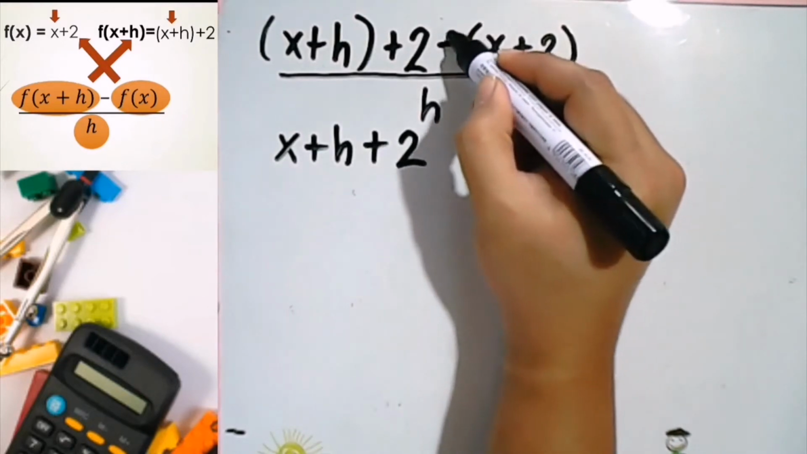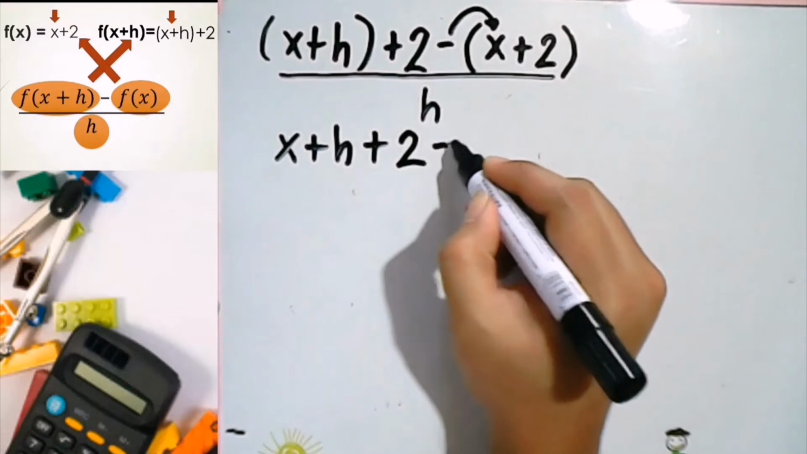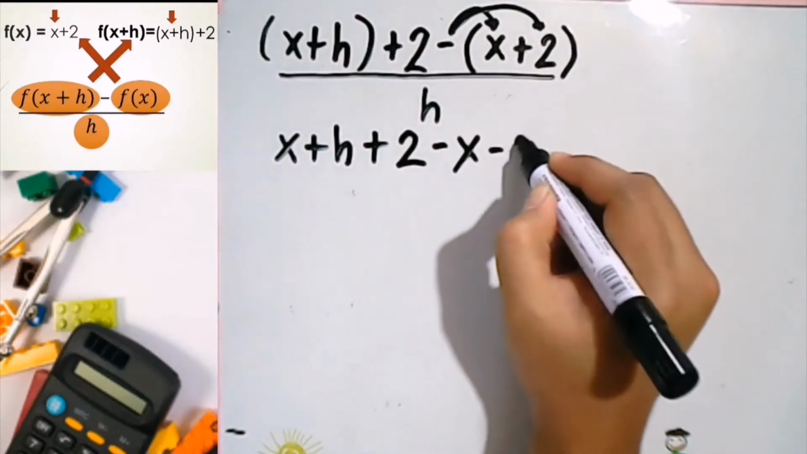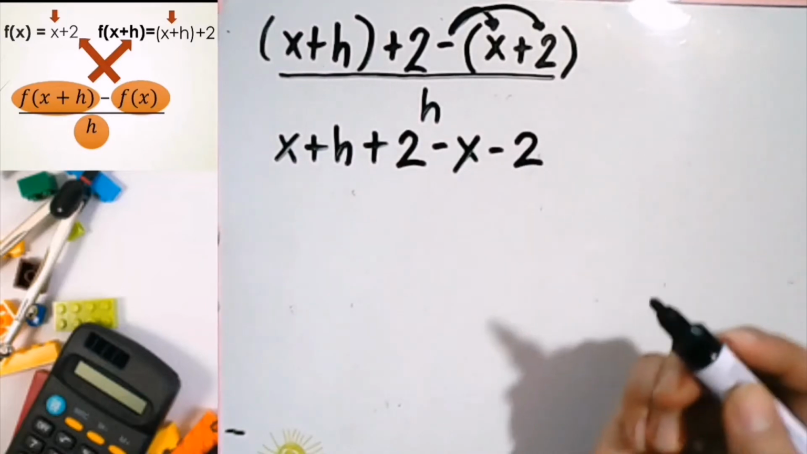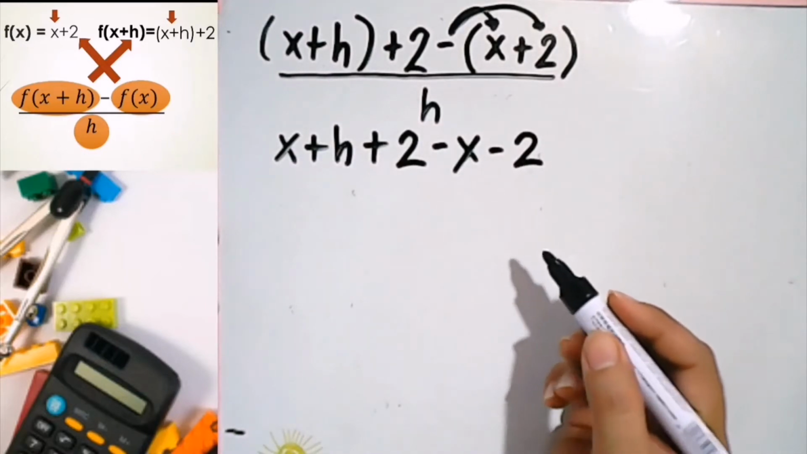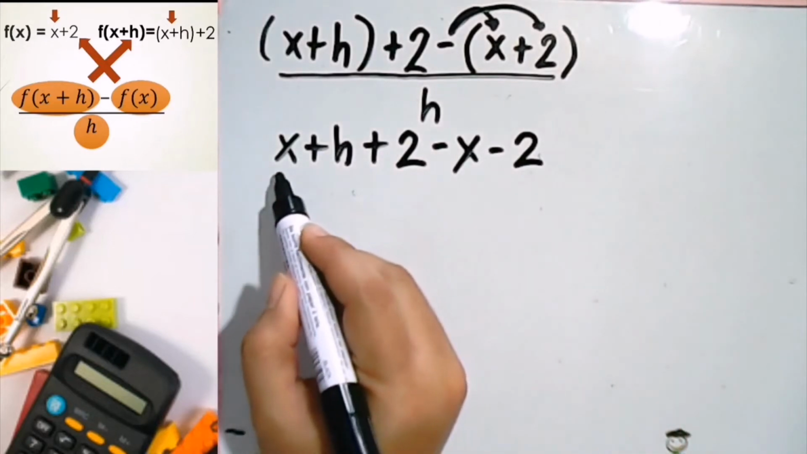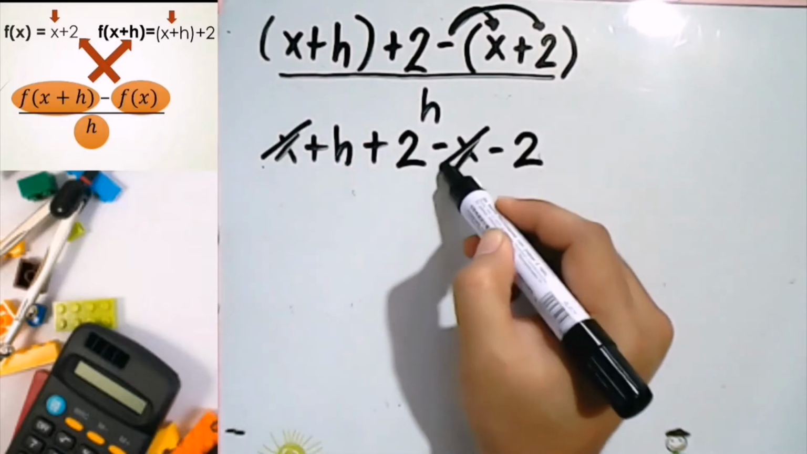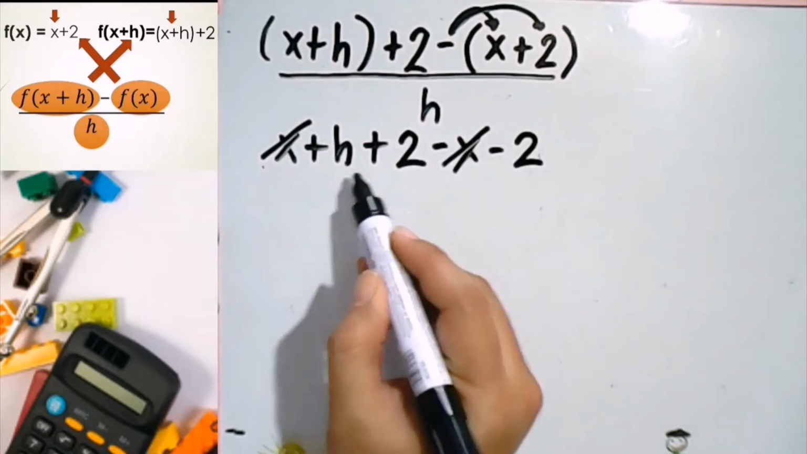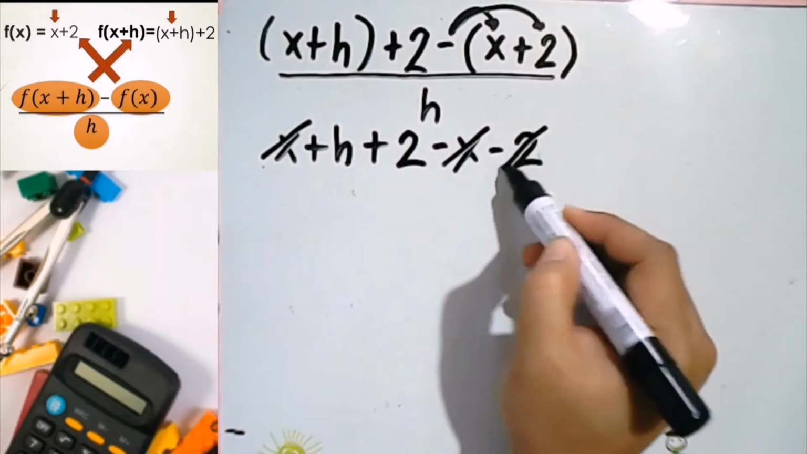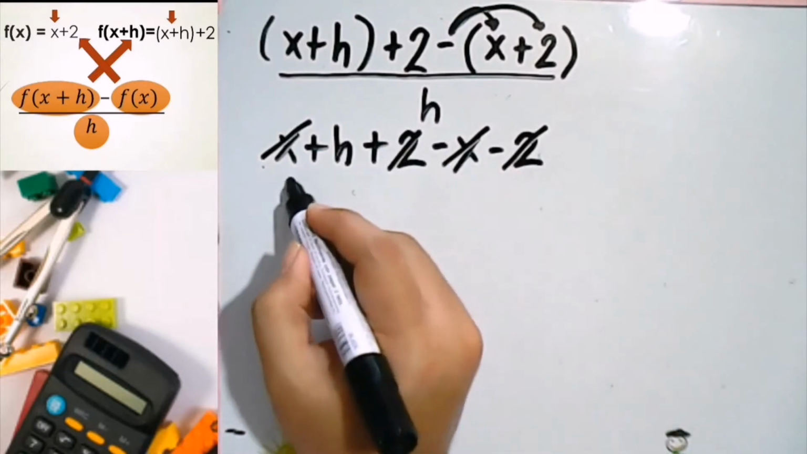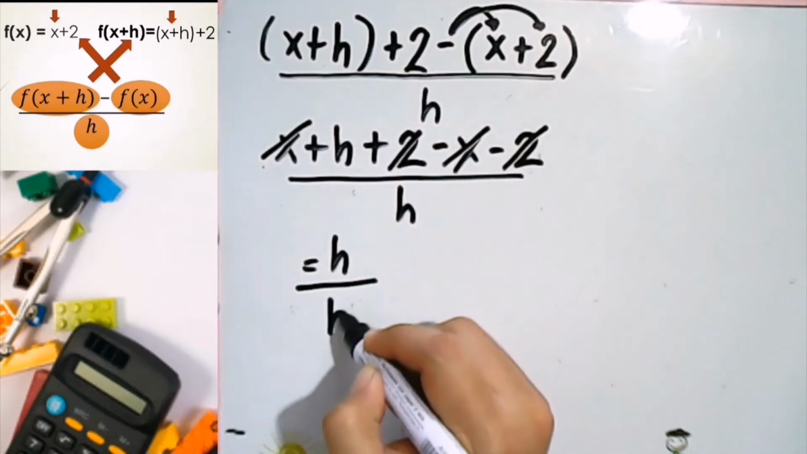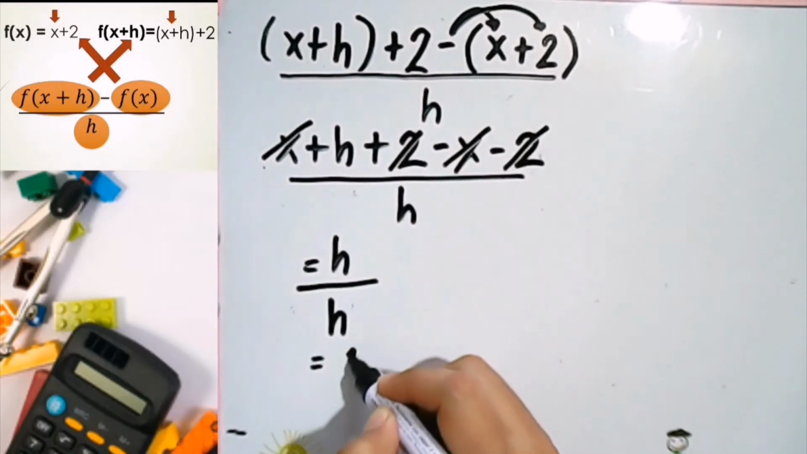Then distribute the sign, negative x. This becomes negative 2. And then combine like terms. So as we can see, x minus x is cancelled out, or 0. Then 2 minus 2 is cancelled out. Therefore, the answer is h over h, which is equals to 1.